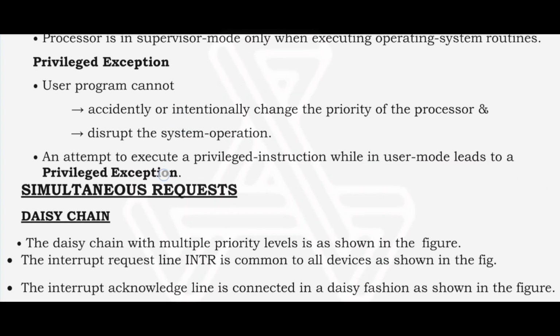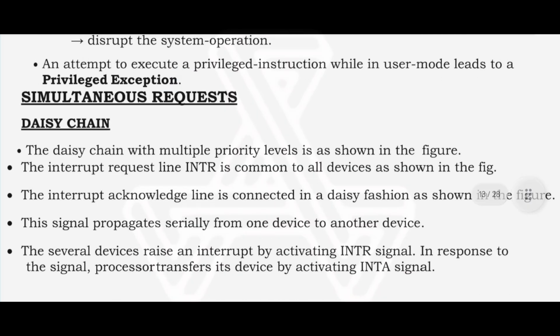Simultaneous requests, daisy chain. A daisy chain with multiple priority levels is shown in the figure. The interrupt request line INTR is common to all devices, as shown in the figure. The interrupt acknowledgement line is connected in a daisy chain fashion, as shown in the figure. The signal propagates serially from one device to another.